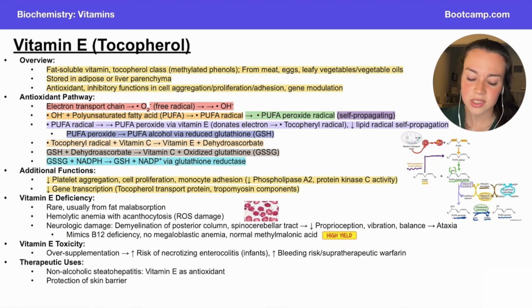So let's switch gears and talk about a vitamin E deficiency. Vitamin E deficiency is usually pretty rare. It can happen from fat malabsorption generally, as is the case with most of our fat-soluble vitamins. And for clinical presentation of a vitamin E deficiency, you might see a hemolytic anemia with acanthocytosis due to damage from reactive oxygen species, right? We don't have vitamin E to go fight all those free radicals in the body.